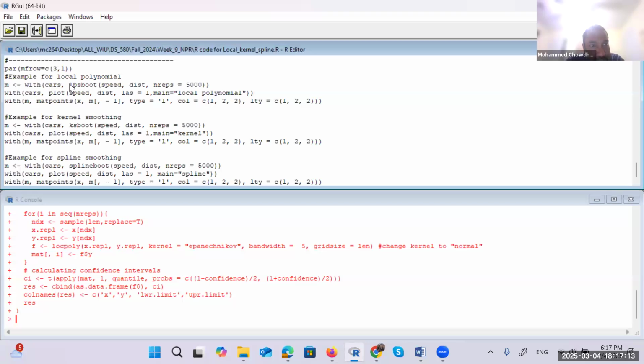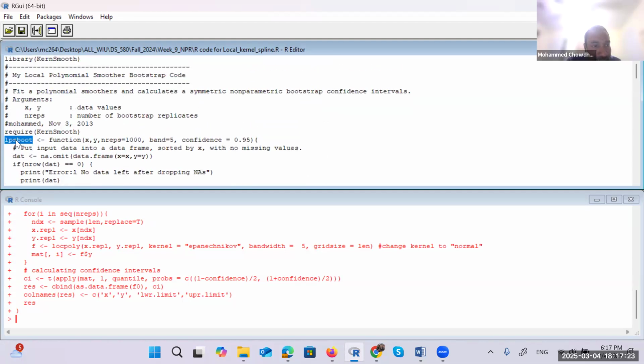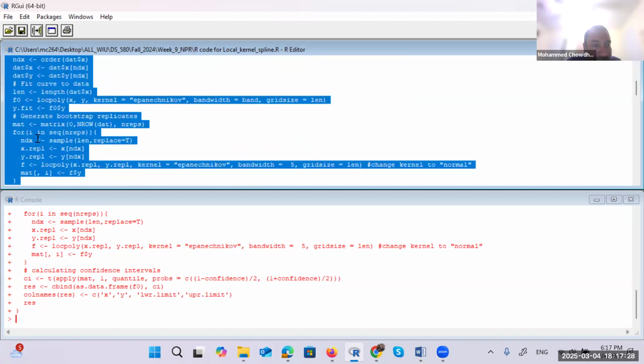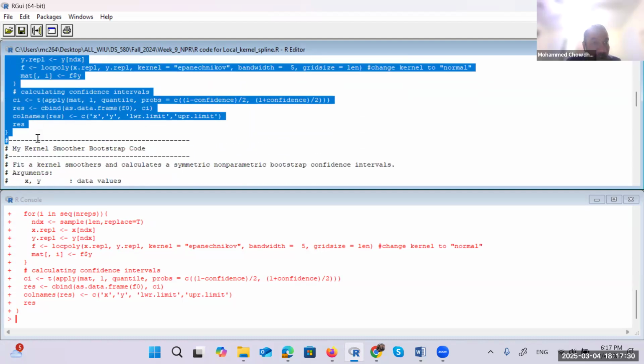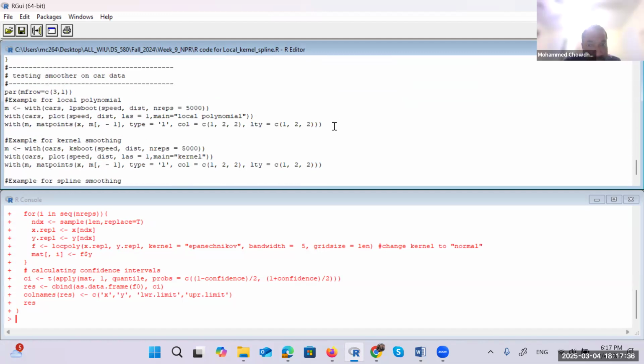Cars is the data. LP as boot is the function that I have created. LP as boot is the function that I created in here. LP as boot extends all the way from here up until there, all of this is LP as boot. So after running these things, now I want to run this part.